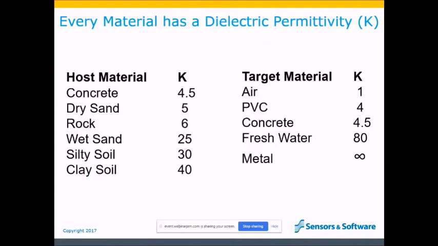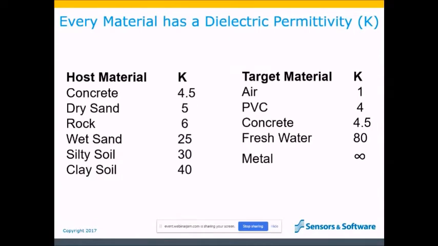Let's look at the dielectric permittivity values of common materials we will encounter while utility locating. Dielectric permittivity uses the capital letter K for short. So you will sometimes hear me call it K so I don't get so tongue-tied trying to say dielectric permittivity. Just think of it as K for contrast and don't think too much about the spelling. On the left are K values of typical materials that utilities are buried in. On the right are K values of typical materials that utilities are made of or contain.